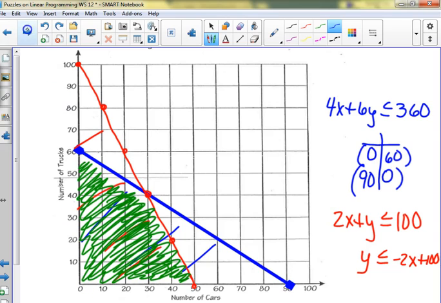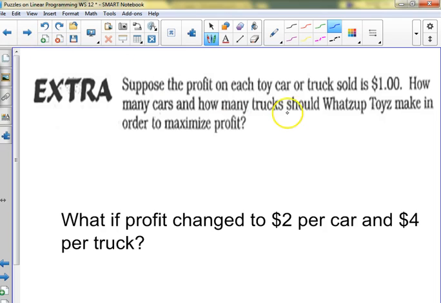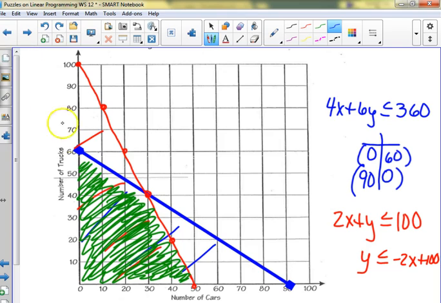Okay. But if we want to use this sentence, it says, suppose the profit on each toy car or toy truck is $1. Okay, we make $1 for each. How many should we make in order to maximize the profit? So it will always occur at a corner point. So you have to find those vertices or corners.